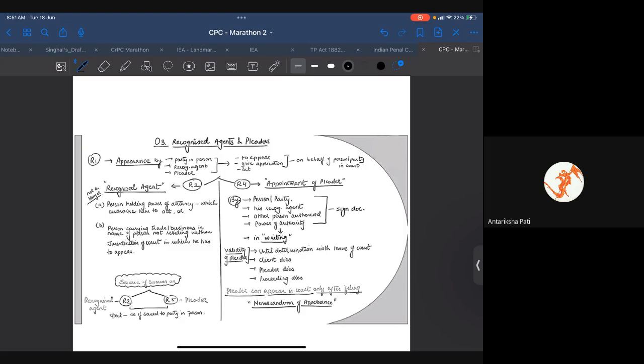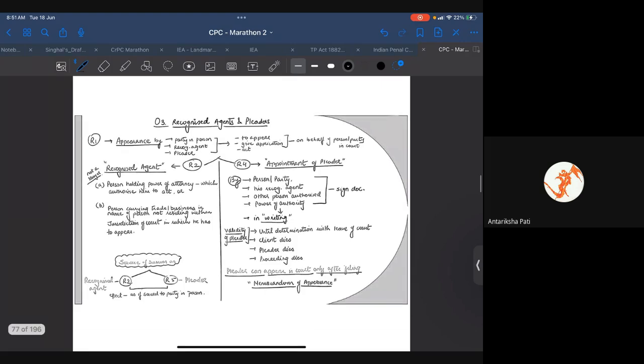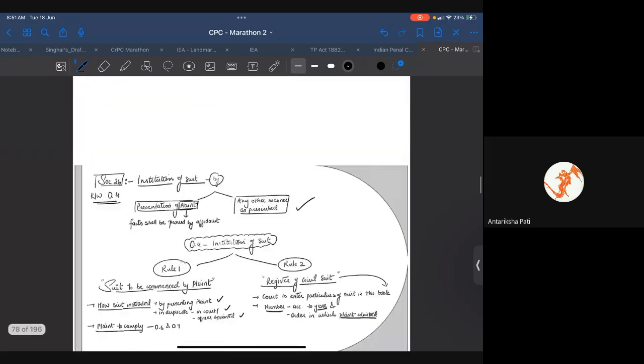Now, Rule 4 is appointment of pleader. The party's recognized agent, other than an authorized person, can appoint by power of authority in writing. So, any pleader who is appointed can also appear, and that will continue. It is through Vakalatnama he is appointed, and it will continue until it is determined or until the client dies or the pleader dies or the proceeding is over. Now, service of summons can be done on the party, on the recognized agent, or on the pleader as well. Okay, and the pleader can appear in the court only after filing the memorandum of appearance.